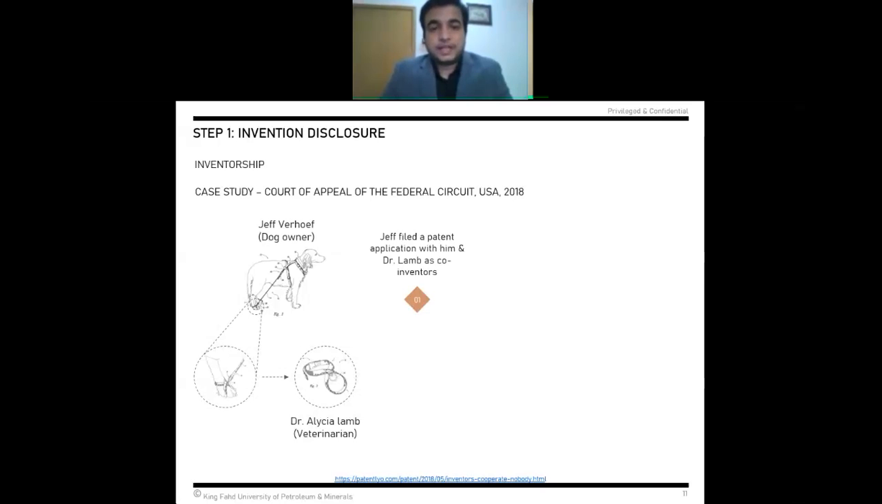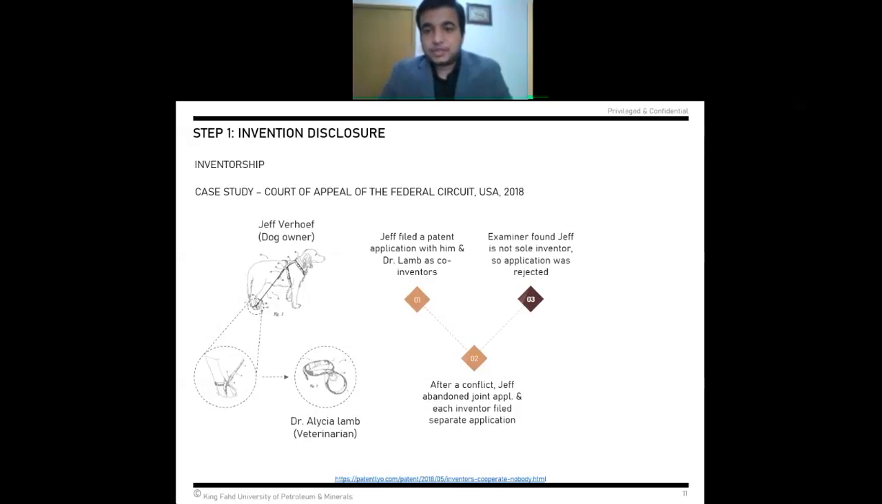and they went ahead and filed a patent application in the US Patent Office with Dr. Lamb and Jeff as the co-inventors. They were named as two inventors. But after some time, there was a conflict between them, and Jeff abandoned the joint patent application, and each inventor went ahead and filed separate patent applications. Jeff filed a separate patent application in the US Patent Office, and Dr. Alicia did the same.